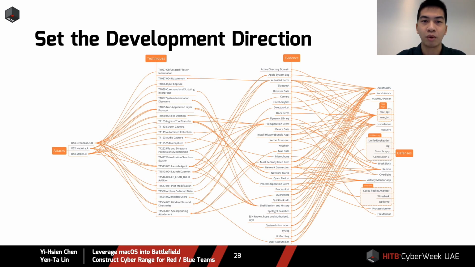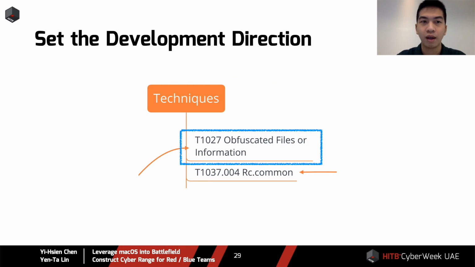To illustrate the second point, we can look at a technique that is used by malware but cannot be easily detected by any of the available evidence. We circle those parts with blue. If we zoom in on one of those parts, we can see that it is hard to detect the obfuscated files or information technique due to its abstract definition and variability. However, we can set the detection of this technique as the forensic tool development direction, so we can try to utilize other technology such as machine learning to solve this problem.